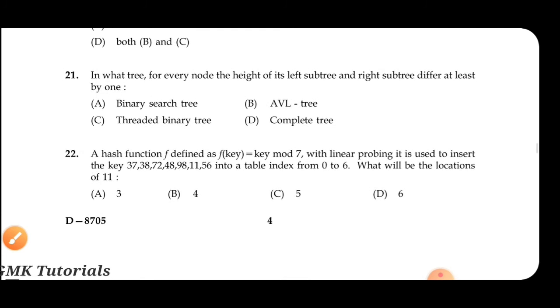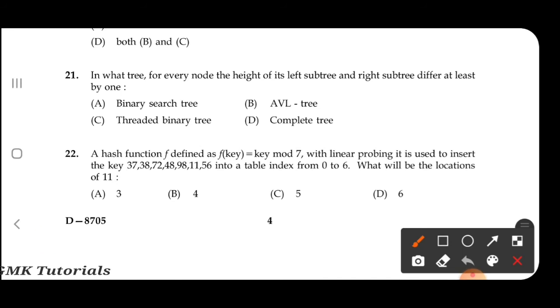21st question: in what tree for every node the height of its left subtree and right subtree differ at most by 1? Whenever a tree is given and they mention the height of the left subtree and right subtree, our brain recalls the AVL tree. We use rotations: left rotation, right rotation, left-right rotation, right-left rotation. There are 4 rotations for balancing the height of the tree. So the option is AVL tree.